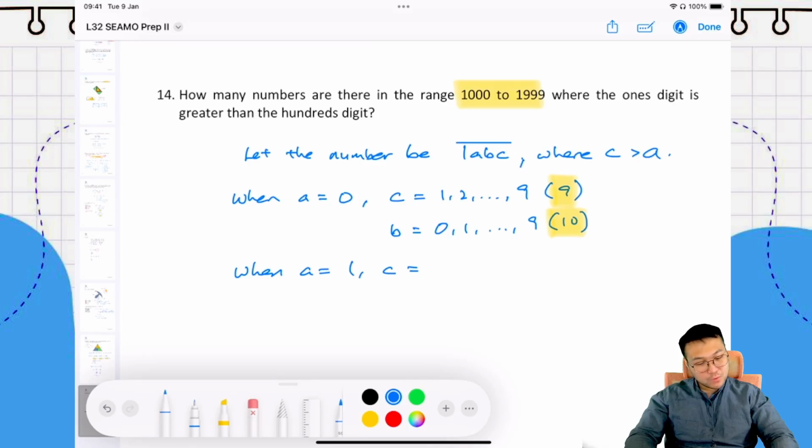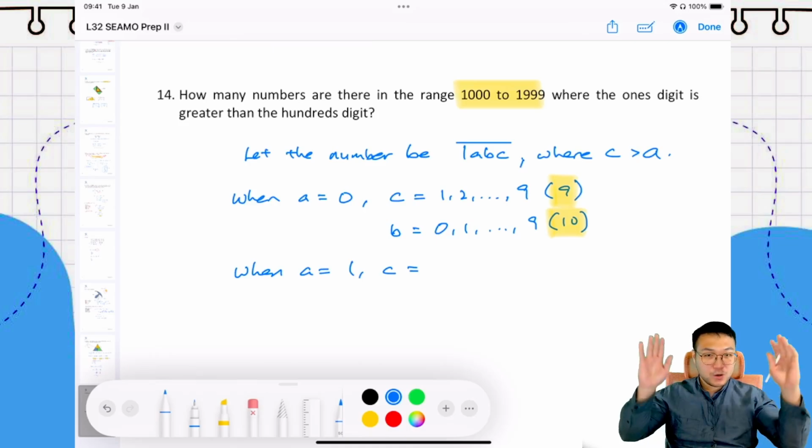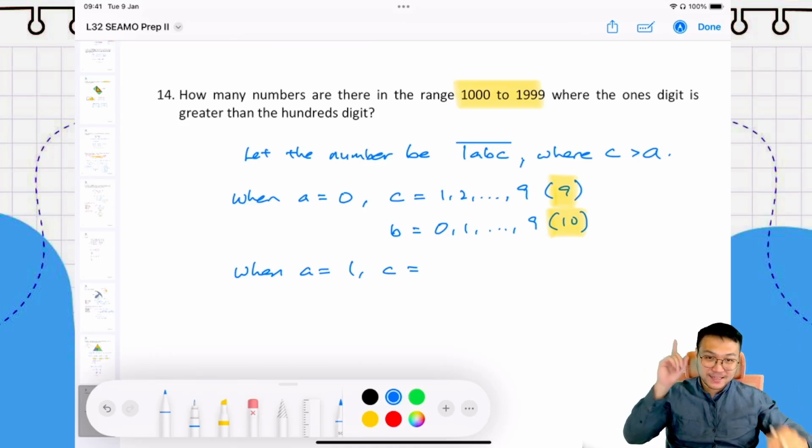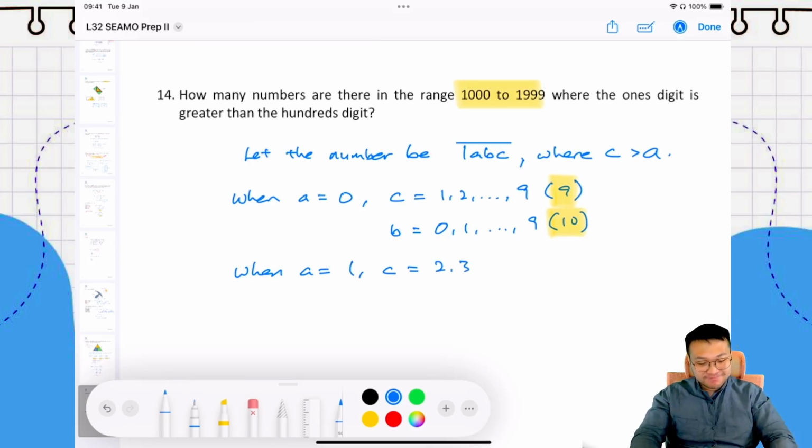19. Whoa, what is the value of C? Oh, 9. What are the possible values of C when A equals 1? 1, 2, 3, 4, whoa, 5, 6. Stop right there. A must be smaller than C, right? Yes. So? Oh, 2, 3, 4, 5. Very good. How many options are there?